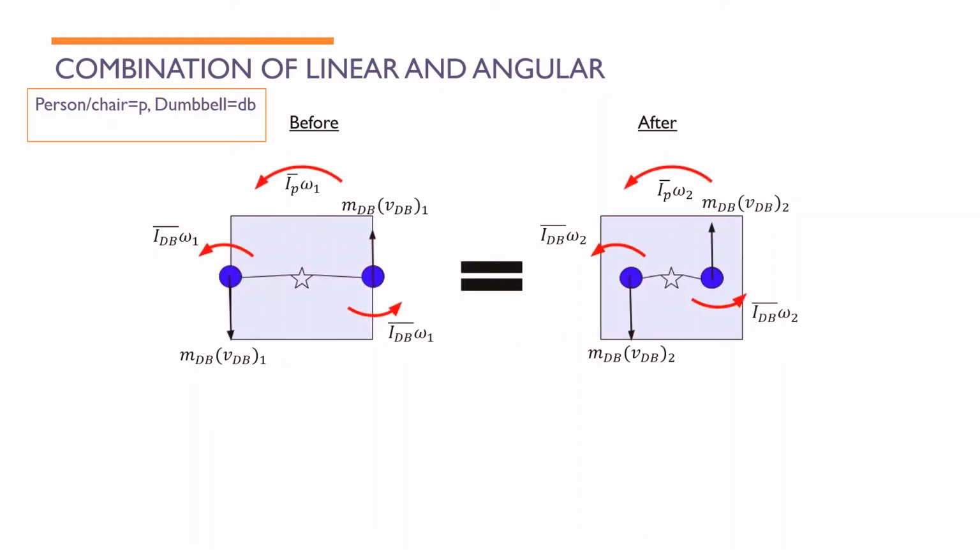Analyzing the system before and after this internal change takes place, we can see that the dumbbells, when held outwards before, experience a velocity that is tangential to the path of rotation. Since the system moves at a constant angular velocity, these linear velocity variables within the equation can be replaced with angular velocity of the system multiplied by radius, or omega r.